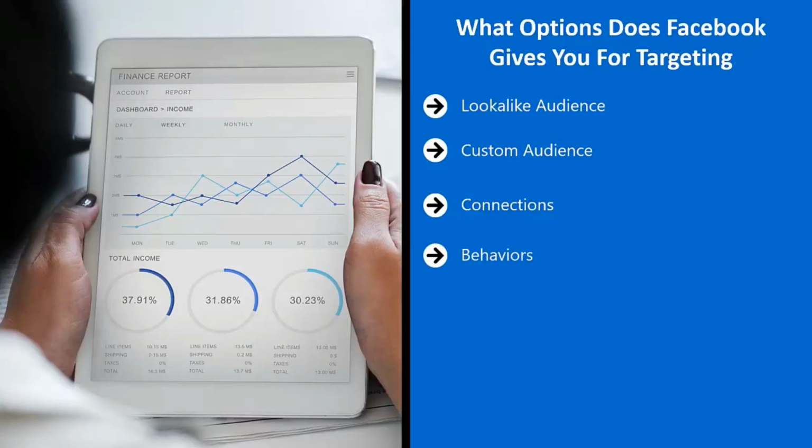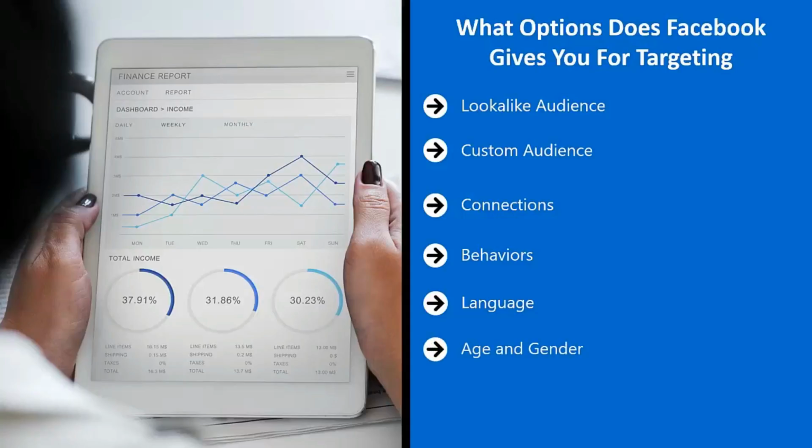Behaviors. You can target people who use certain devices or who have bought certain things. Language. This is pretty self-explanatory. You can target the main language of people exposed to your ad. This is very helpful because if your ad is in English, yet you're targeting the majority of a non-English speaking country, you might have very low clicks and even lower conversion.